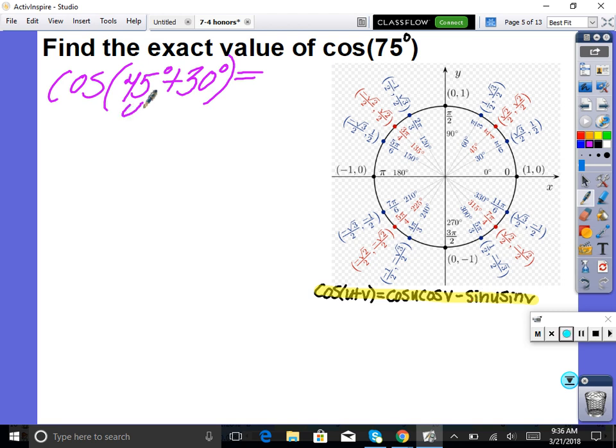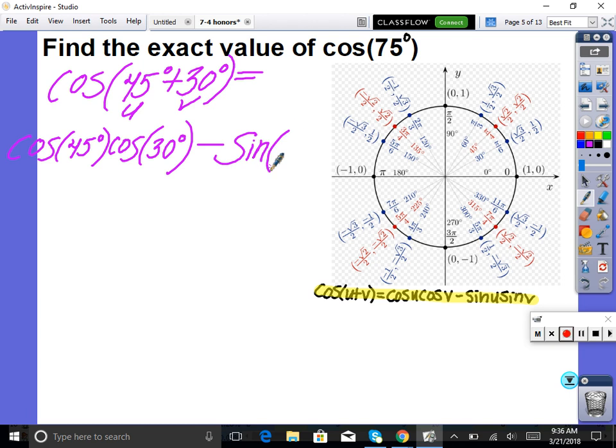This is u, this is v, everybody, do you see? U's in front, v's in back. That always works that way. So we'll say cosine of 45 degrees, cosine of 30 degrees. Then with cosine, the sign is opposite. So then we'll have a minus. Then sine comes next and it goes in the same order. Sine of u, so sine of 45 degrees, and then sine of 30 degrees.